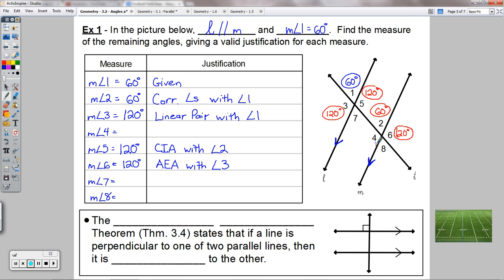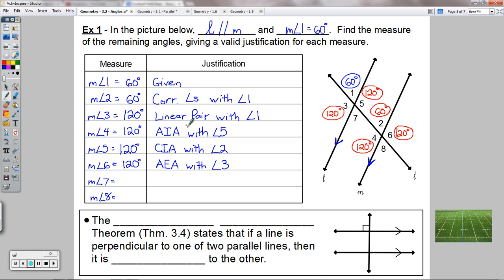And let's see here. Angle 4 now. Since I know angle 5, I'm going to use alternate interior angles to justify the reason that angle 4 would also have a measure of 120 degrees. So I can put that in there. And now I'm going to say 120 because of AIA with angle 5. That was okay.